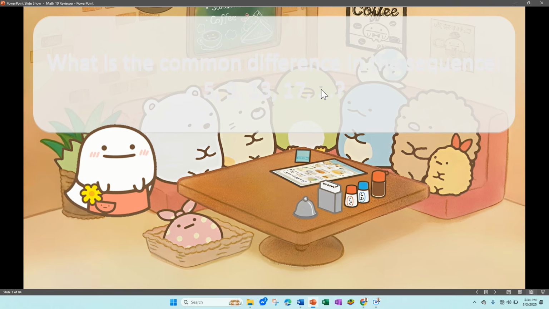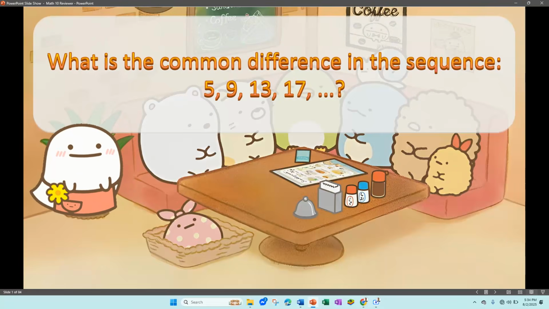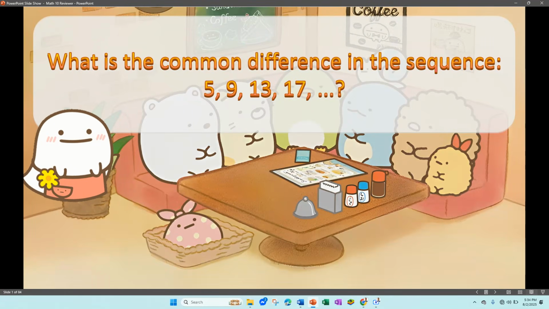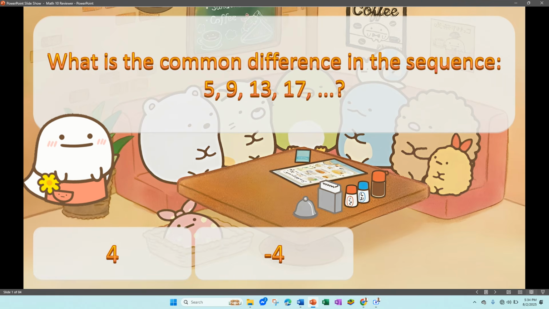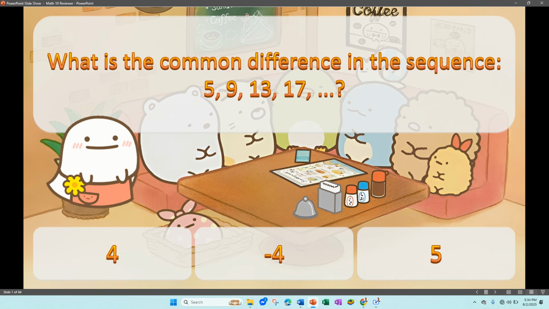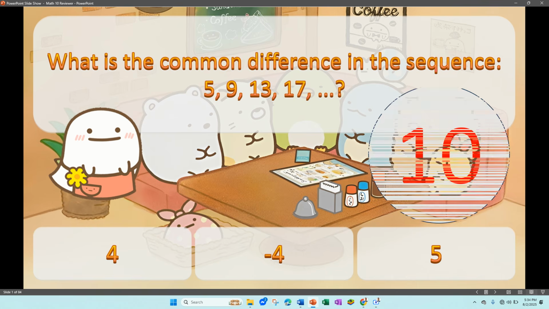So let's begin. Question number one. What is the common difference in the sequence 5, 9, 13, 17? A. 4, B. negative 4, C. 5. Bibigyan ko kayo ng 10 seconds to answer. Ready, go.